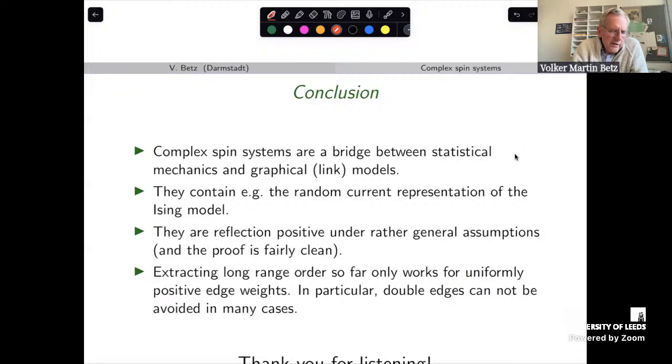So the weights are something like a uniform ellipticity condition that we have to have. Then we can extract long-range order, but other than that, we can't. So that's somehow all I had. Sorry for not even telling half of what I wanted to, but anyway, thanks for listening.